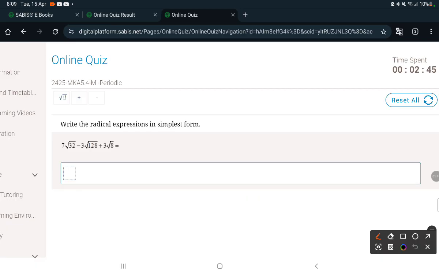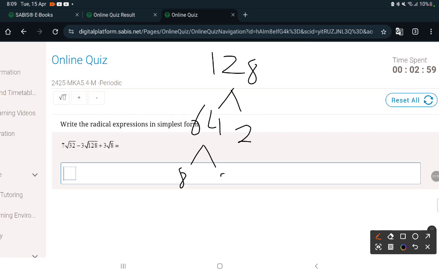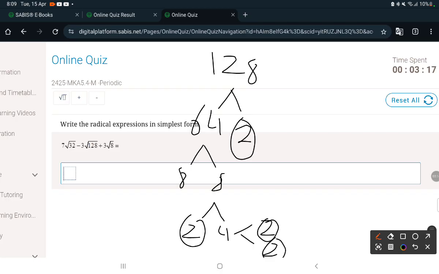Alright, let's leave that. Okay, so minus 3 radical 128. So 128 could be split up into 64 and 2. 64 could be split up into 8 and 8. And then 2 and 4. And then 2. And then 4 could be split up into 2 and 2. Okay. So now we have radical 128 as, wait a minute. No, my bad, I forgot about this one over here. 4 and 2. So yeah.